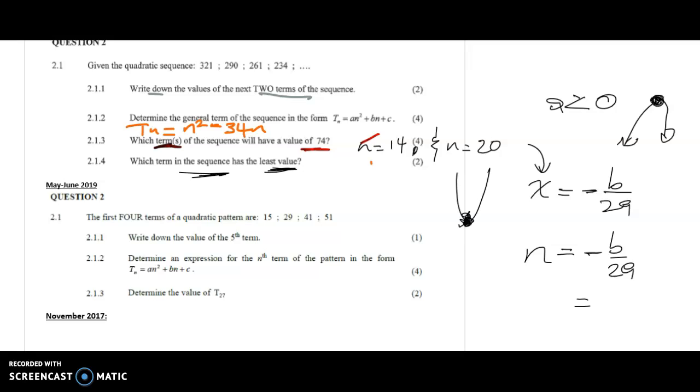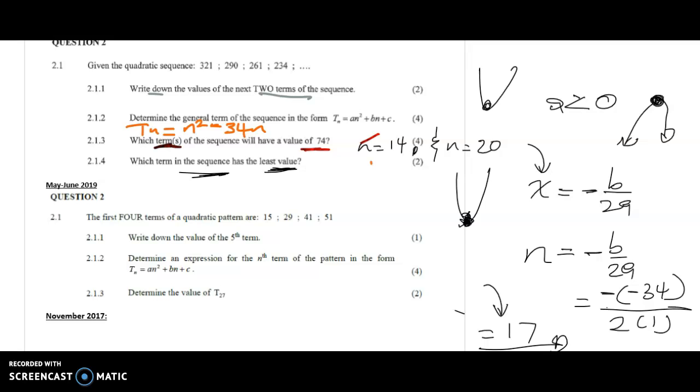So you have negative, then b is what? Negative 34, all over 2 times 1. So n is equal to 34 divided by 2, that is 17. So term number 17 has the least value. Why does it have the least value? Because it's a turning point.